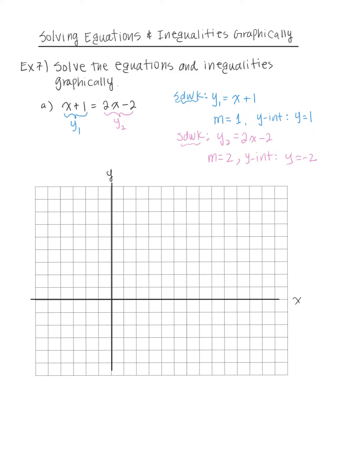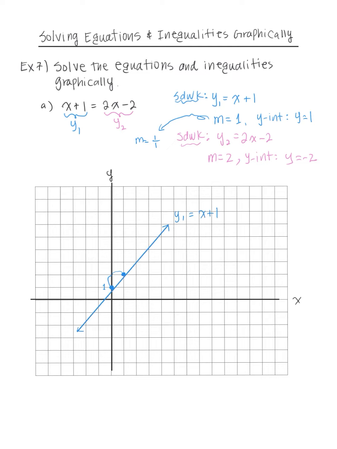Okay, let's first graph y1 equals x plus 1. So here our y-intercept is y equals 1. And then slope is 1, right? But isn't 1 the same thing as 1 over 1? So m equals 1 is the same thing as m equals 1 over 1. So you're going to rise 1 unit up, 1 unit to the right. So you're going to make a dot here. Then you just connect those 2 dots to draw the line.